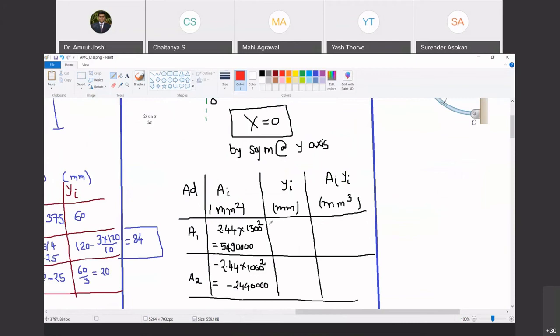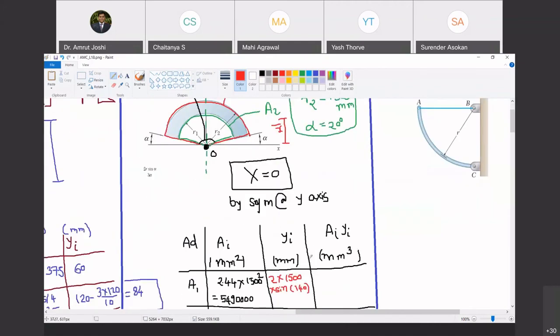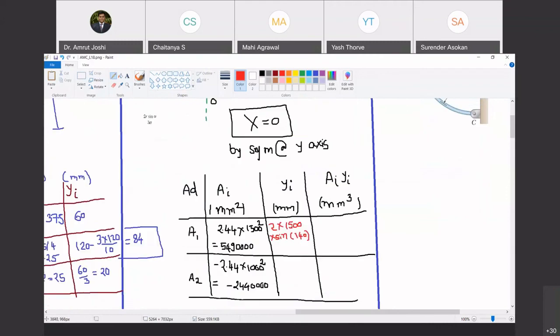तो अब मुझे क्या करना पड़ेगा? 2 multiplied by 1500. Happy? Yes, sir. Multiplied by sine of alpha. Now mind you, you have to put your calculator on degree mode, or otherwise you have to substitute sine 140. Are you with me? Yes, sir. Don't put your calculator on degree mode and substitute 2.44. It will be wrong result. Are you with me?